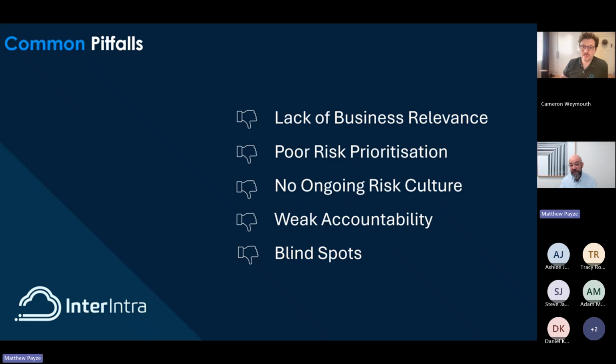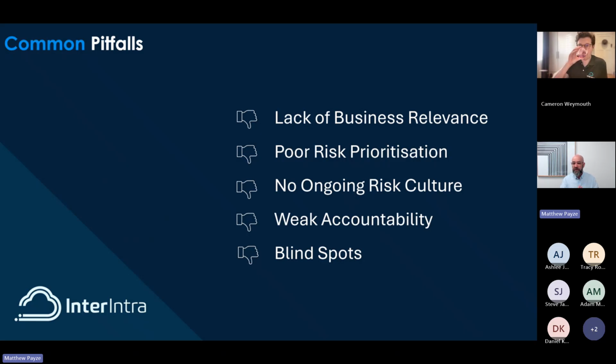Poor risk prioritization is another one. Focus on low impact or unlikely issues. I probably wouldn't be doing that. I'll be focusing on the other end of the scale first. The other thing I see is no consistent criteria for likelihood and impact ratings. This is really important as well.